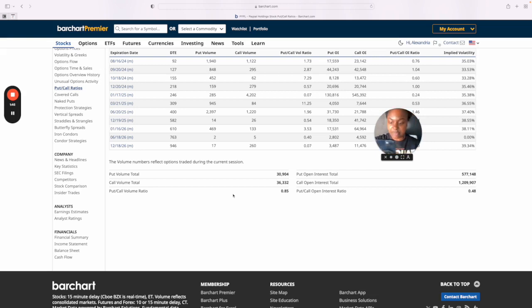Y'all look at this. Volume is the amount of shares and contracts that are currently being traded, like today, so it's constantly updated, constantly changing. It's always going up, it never goes down. Open interest is the amount of shares and contracts that were bought on Tuesday and held overnight until whenever they sell it, so there's still an open interest in this position. Y'all look at that. It's double. 577,000 open for puts, but 1.2 million positions open for calls.